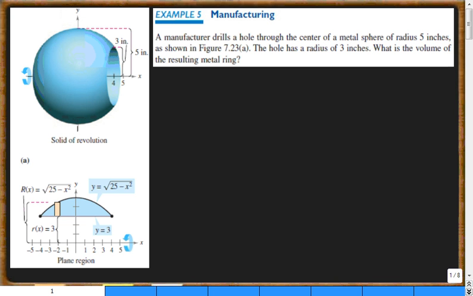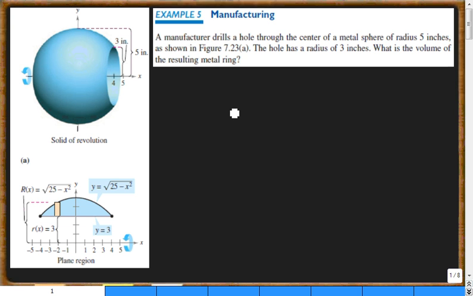Okay, let's look at example 5. This is a real-world application problem. It says that a manufacturer is going to drill a hole through the center of a metal sphere that has a radius of 5 inches, as shown in this figure. The hole has a radius of 3 inches. So what is the volume of the resulting metal ring?